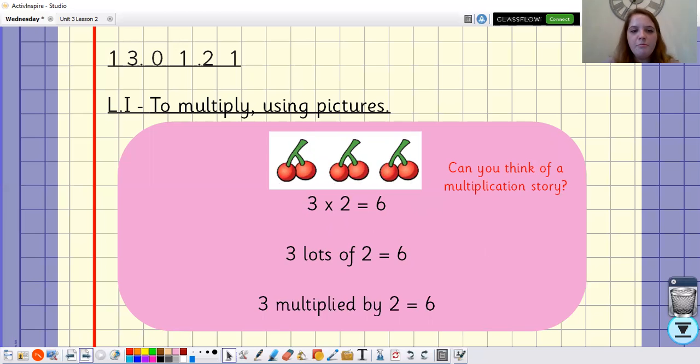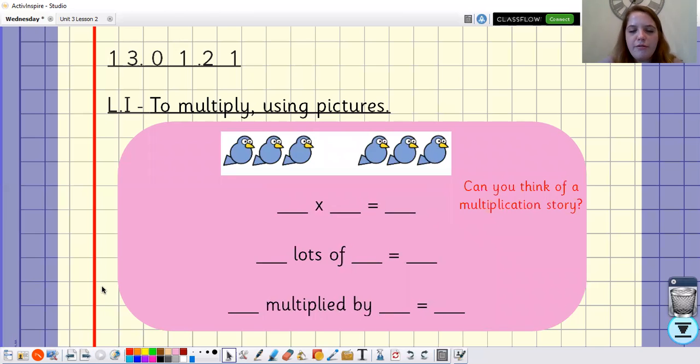Okay, I think we have one more example to go through. We have some birds. We can see our groups here and how many we have in each group. So I want you to have a go, final practice at answering those sentences there. And again, try and challenge yourself. Can you think of a multiplication story?